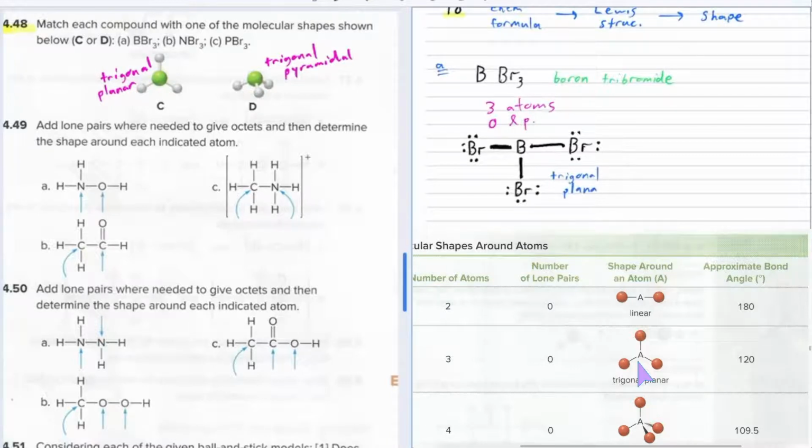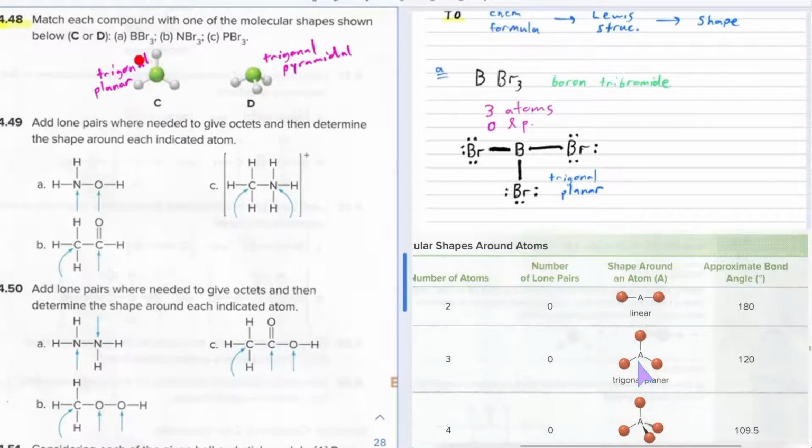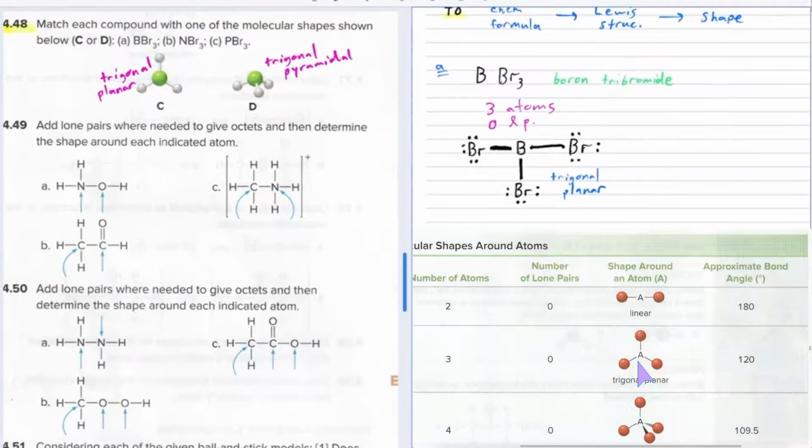Trigonal planar, and obviously that's C. Okay, so we'll call that C, trigonal planar. Now, when you draw Lewis structures, it can be good to also show the shape. So this is the correct Lewis structure, but since we know the shape now, let's draw the Lewis structure as it's shaped. So where the bromines are pointing towards the corners of a triangle.